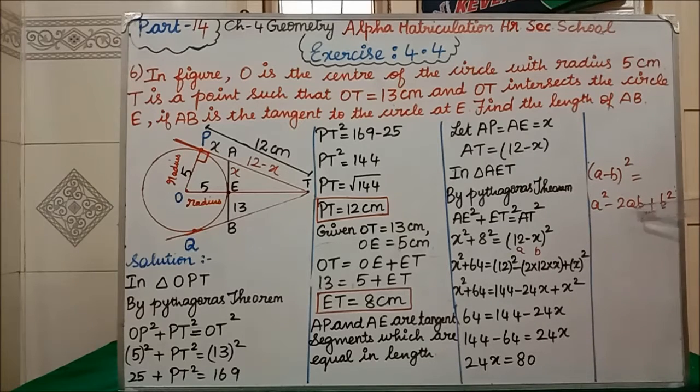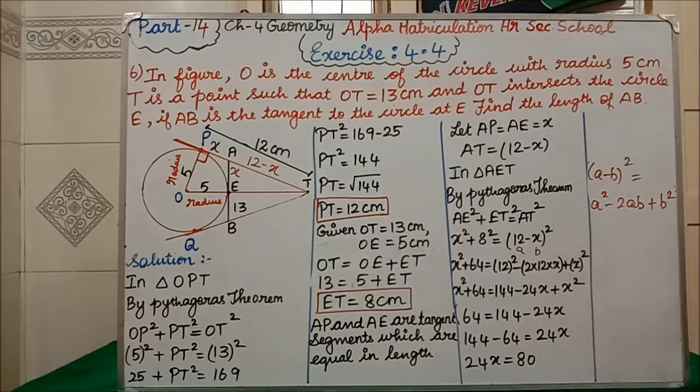2 into a into b. So 2 I have written, 2 into a is 12, b is x. So 2 into 12 into x. Plus I am having, so I have written plus. B square we are having. So instead of b we are having x. So write x the whole square. Clear all of you? We are expanding this 12 minus x the whole square in a minus b the whole square formula. Clear all of you? I am writing x square plus 64 as such.